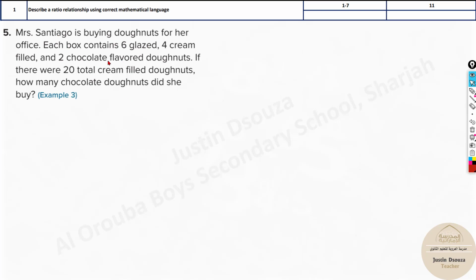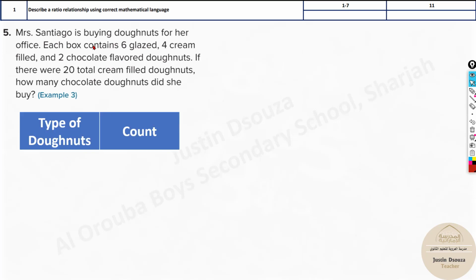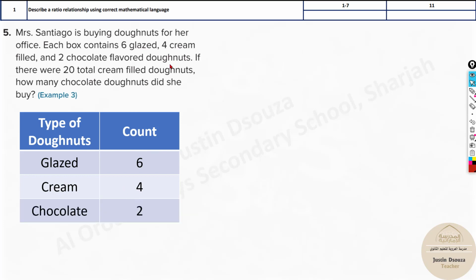So let's try to make a table first. Type of donuts and count. Now what is this type? Glazed donuts is 6, cream filled is 4, chocolate is 2, and now the total is how much? Total is over here, you can add it.